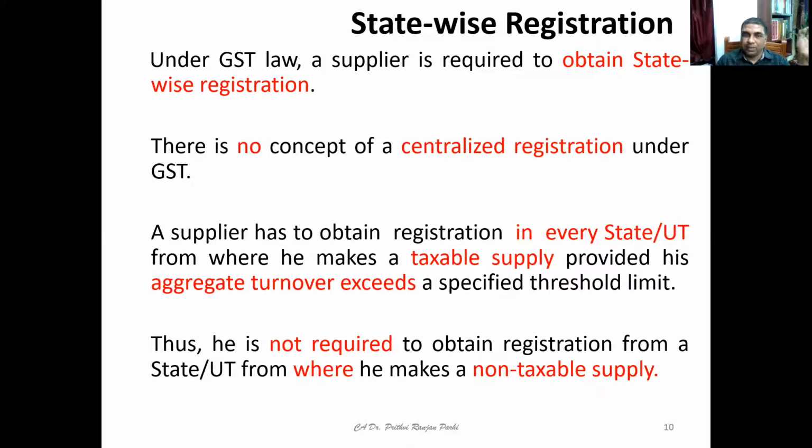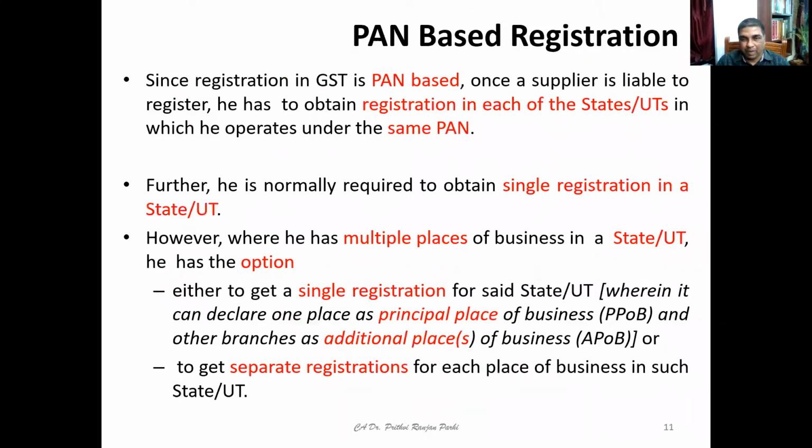And we need to arrive at what is the aggregate turnover. If the aggregate turnover of taxable supply exceeds the specified limit, then registration is required. If someone is making non-taxable supply, even if that aggregate turnover exceeds the specified limit, still registration is not required. Did you understand these basic things? Yes, sir. Okay, now I'll be adding a little complexity to that.